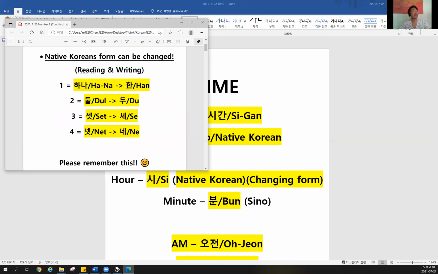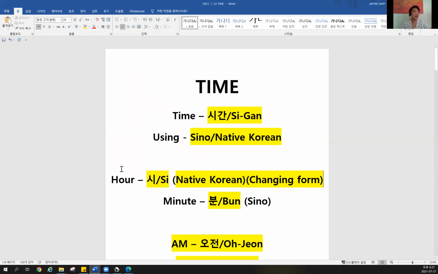하나 becomes 한. 둘 becomes 두. 셋 becomes 세. And 넷 becomes 네. Five to ten stay the same, but please remember these four change with the changing form. We still use this form when speaking with the hour, where we can say 한 시, 두 시.